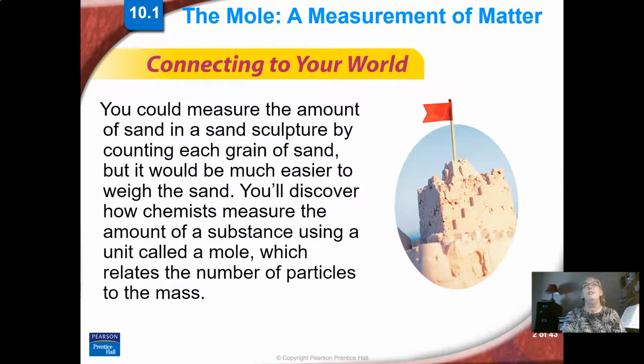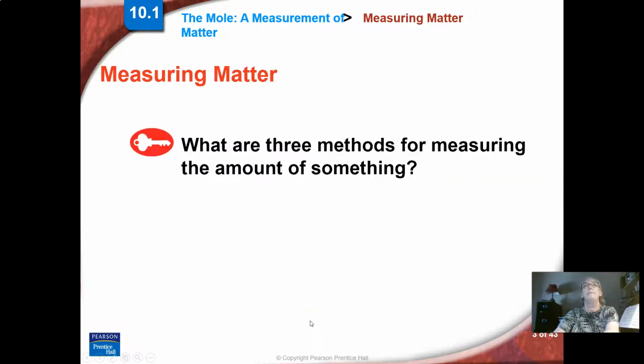We're going to use the number of particles, and we're going to use a word called mole to designate that. And we're going to compare moles and mass. So grams to moles, we're going to look at that. So the amount of grams in 1 mole is called a molar mass. So we're going to use that fact. And so this section's a lot of math.